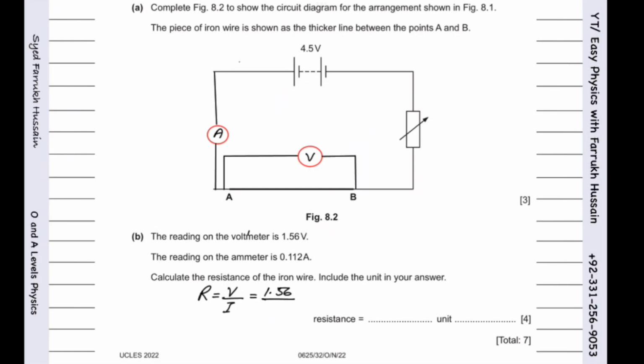How many decimal places do I do it to? You have to see the significant figures. So our answer should be in 3 significant figures. 13.9. And the unit is? It's resistance, so the unit is ohms. Very good.